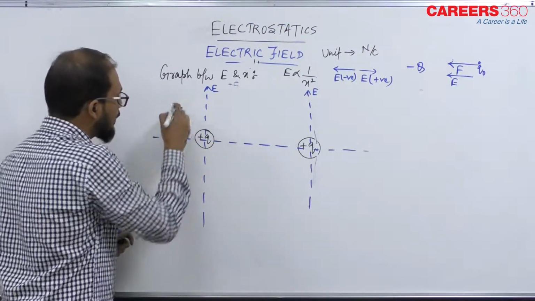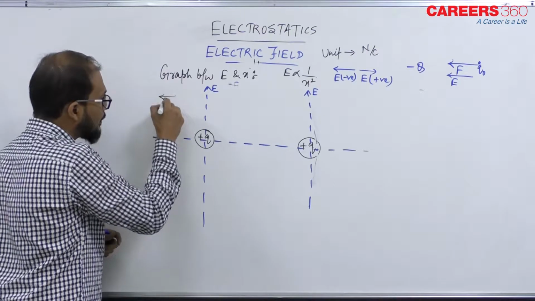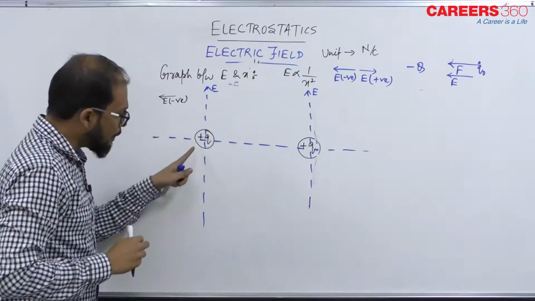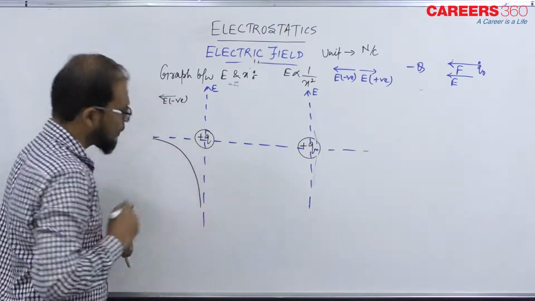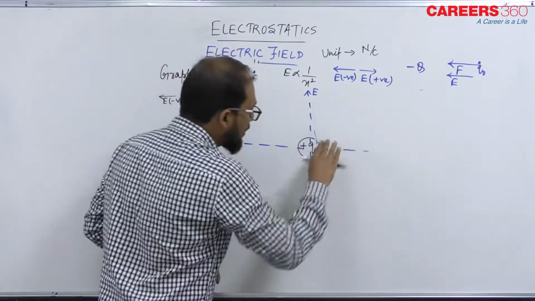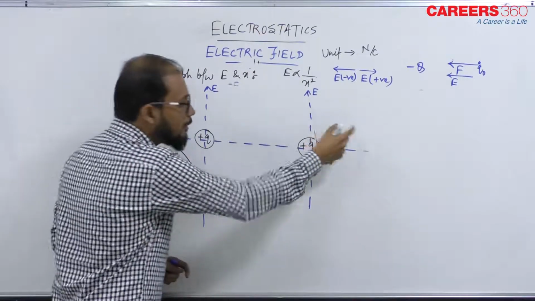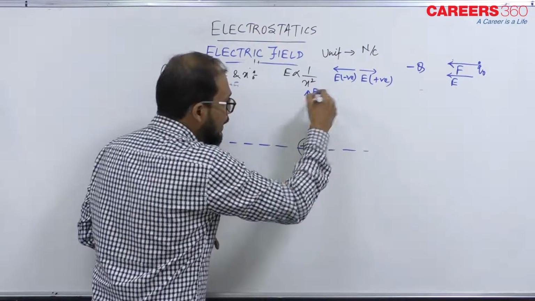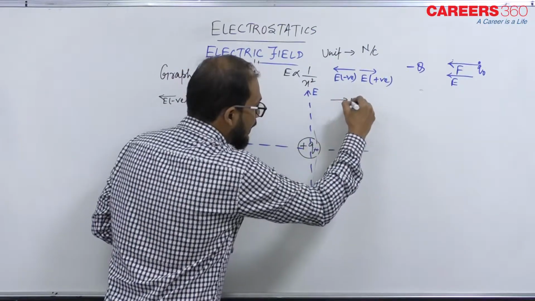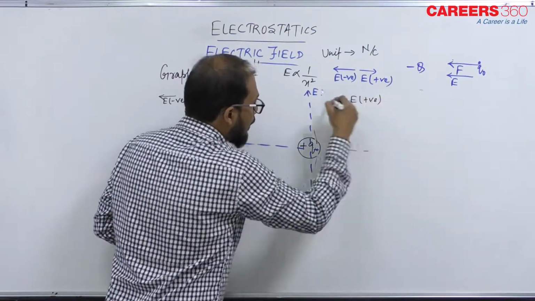And here, the electric field will be in this direction. That means E will be negative. That means it will be plotted on this axis. So here, the electric field will be like this. Similarly here, on this side of plus q, this charge will not have any effect, because both are equal in magnitude. Similarly here, the electric field will be in this direction, it will be positive. It will be like this.